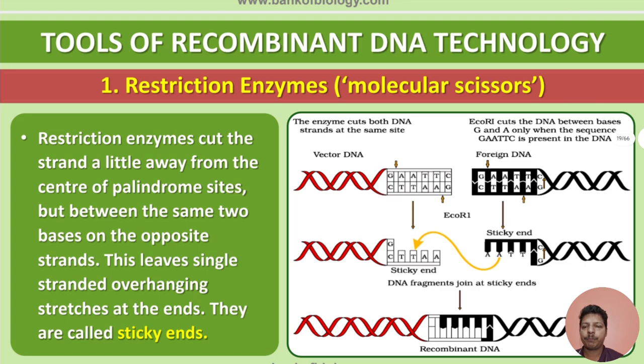Next, restriction enzymes cut the strand a little away from the center of the palindrome sites. Remember, NCERT says, all these lines are NCERT lines. It cuts the strand a little away from the center of the palindrome sites, but between the same two bases on the opposite strands. This leaves single-strand overhanging stretches at the ends. They are called sticky ends. Like this, sticky ends are formed.